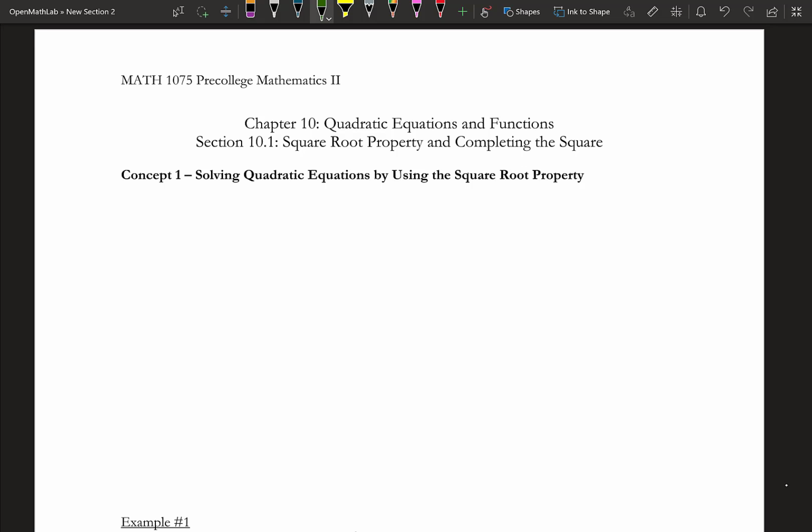Hi guys, so we're ready to start the last chapter in the class, chapter 10, which is on quadratic equations and functions. Section 10.1 is titled Square Root Property and Completing the Square. In concept 1, we're going to solve quadratic equations using what's called the square root property.